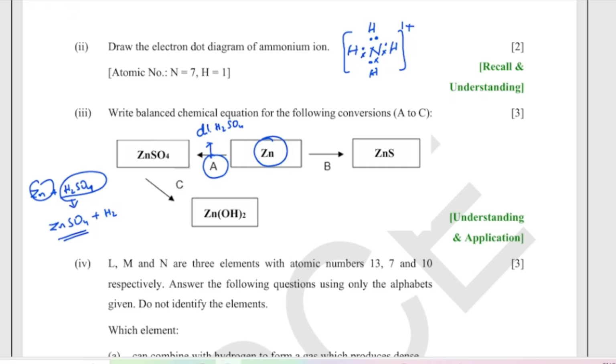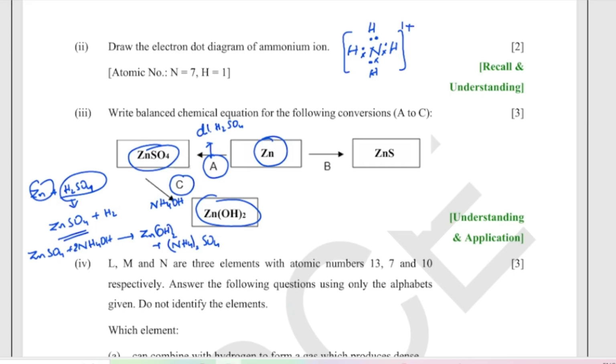Then from zinc sulfate to zinc hydroxide using compound C. So here C must be ammonium hydroxide or it can be sodium hydroxide. So zinc sulfate is treated with ammonium hydroxide in small quantities. It gives zinc hydroxide. We need to write the balanced equation. So let me complete the equation. It gives ammonium sulfate. For balancing we need to write 2 here. Okay, so this is the second equation.